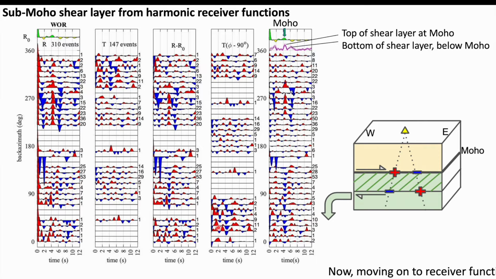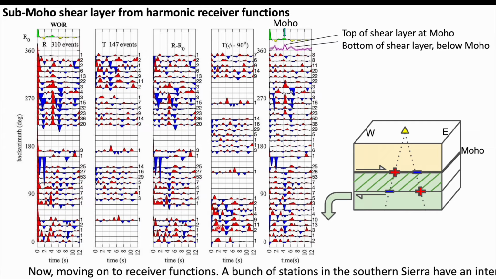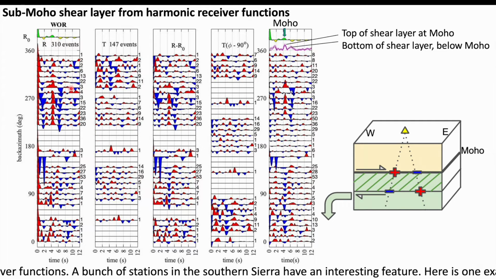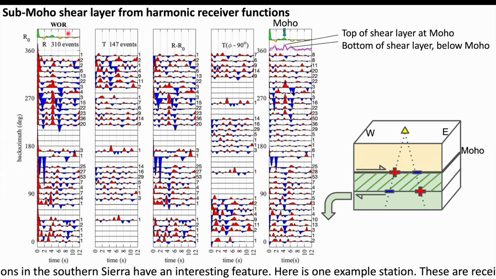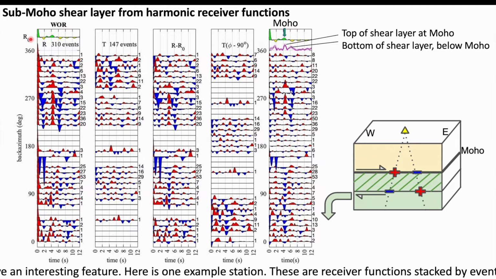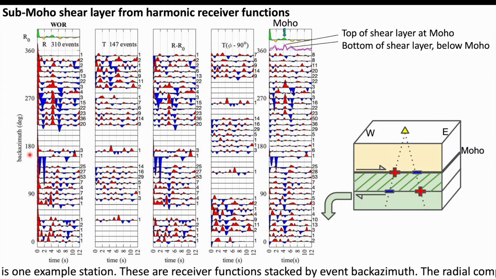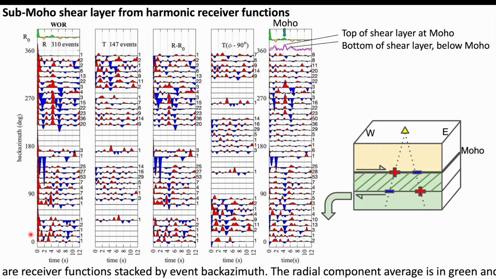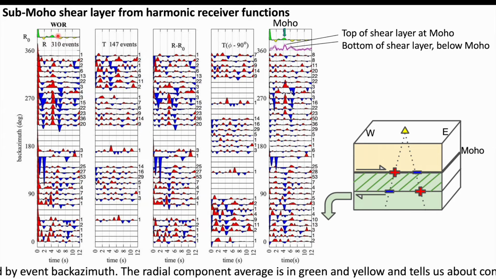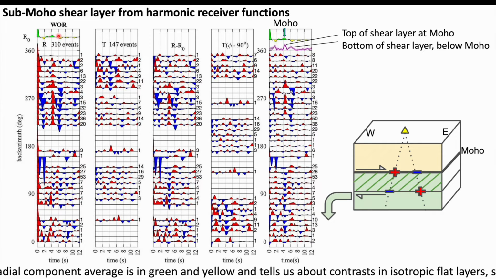Now moving on to receiver functions. A bunch of stations in the southern Sierra have an interesting feature. Here is one example station. These are receiver functions stacked by event back azimuth. The radial component average is in green and yellow and tells us about contrast in isotropic flat layers.